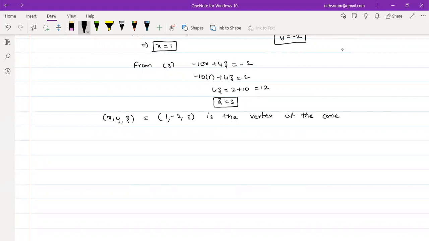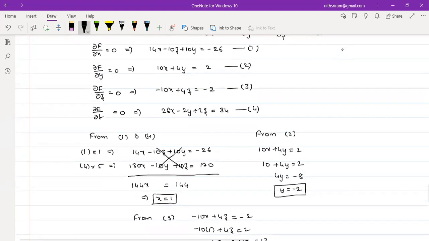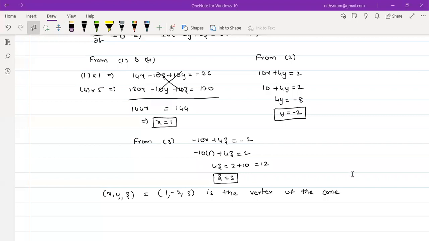Okay. So if you want to verify whether this is the correct one or not, we have to substitute this particular value in the fourth equation. So in the fourth equation, while finding the z value, we have minus 10x plus 4z is equal to minus 2.